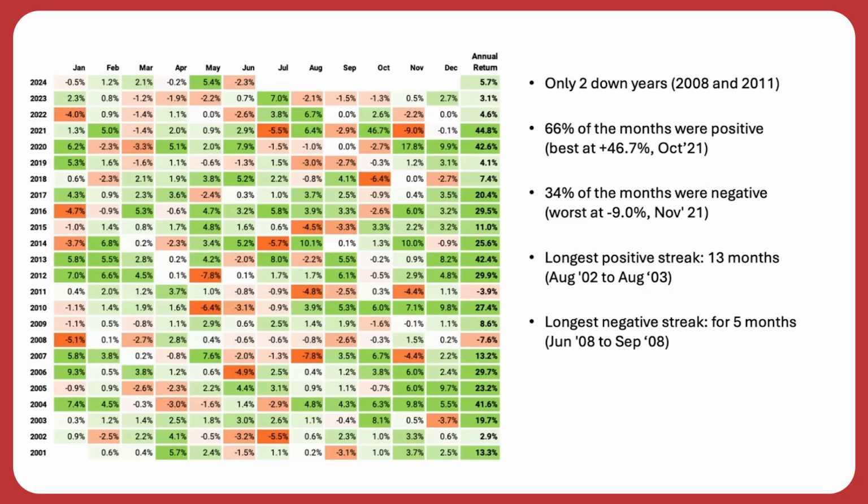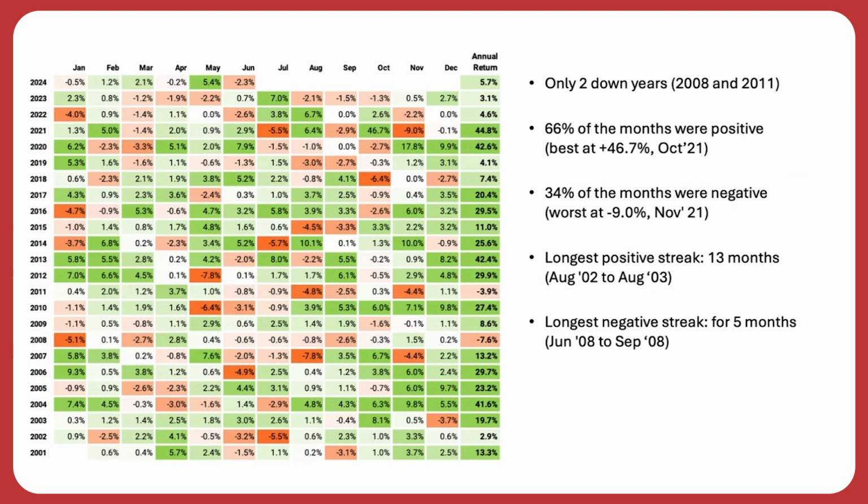Last but not least, when we see the monthly and annual returns, we can see that the strategy had only 2 down years since 2001, which were 2008 and 2011. 66%, 2/3 of the months were positive. The best month was an incredible close to 50% in October 21st. If you guys are curious, this month was Trump's IPO through social. It was called another thing, it was another ticker, but this was this huge month. The worst month we had was November 21st, -9%.